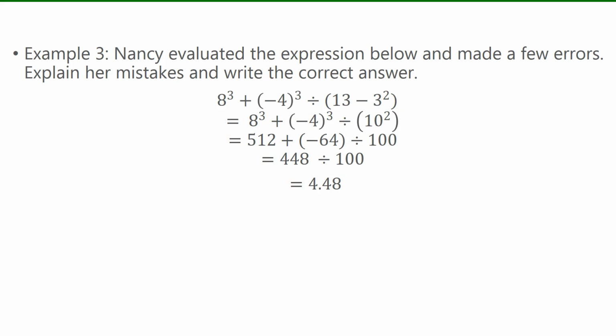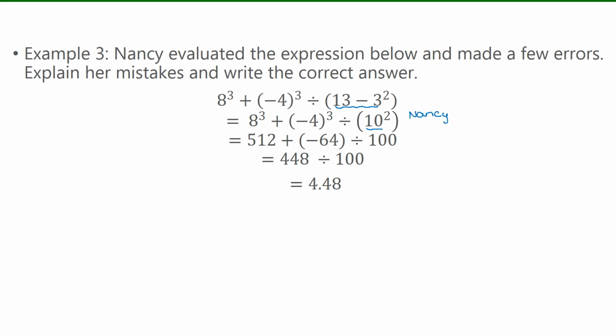Now, example 3 says Nancy evaluated the expression below and made a few errors. Explain her mistakes and write the correct answer. So according to BEDMAS, the first thing that we should simplify are the brackets. Now within those brackets, we have a subtraction and an exponent. So we do the exponent before the subtraction. But it looks like Nancy did subtraction before the exponent. 13 minus 3 is 10. So that's the first mistake I notice.